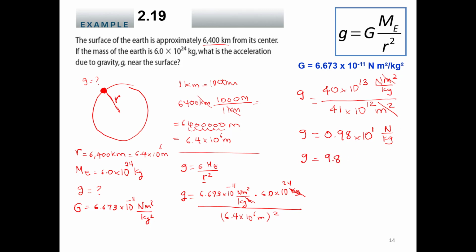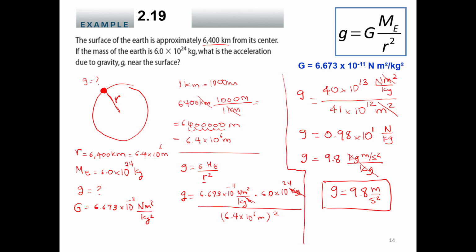Now the units. We already discussed these units. Newton is kilograms times meters per second squared. This is the definition of Newton over kilogram. And the G value equals, these kilograms cancel out, meters per second squared. And this is the answer we expected. This is the G value close to the surface of the Earth. The G value is 9.8 meters per second squared, the answer we expected.